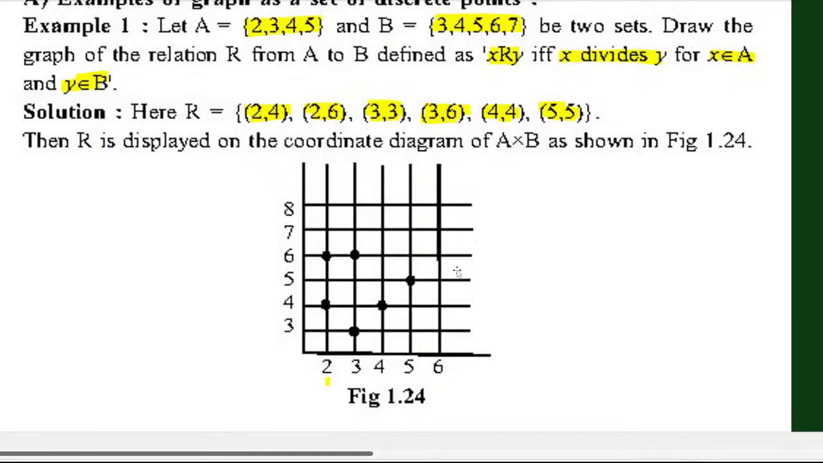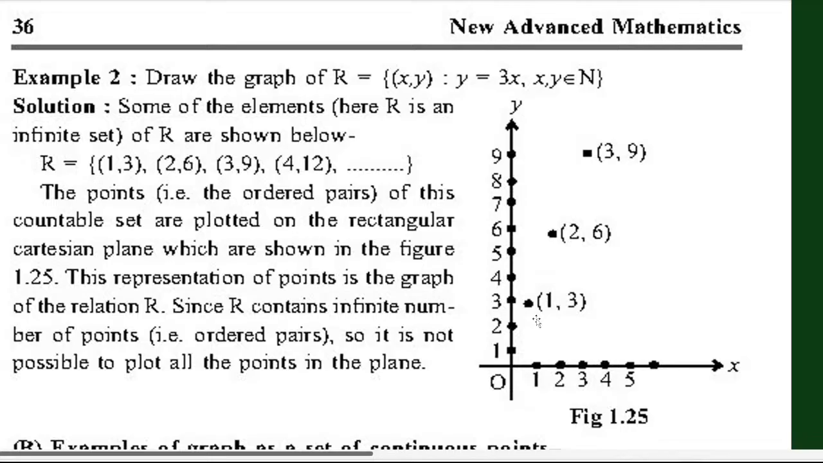Then again, let's go to the next page. This is just like plotting graphs. You have your x and y coordinates, so the ordered pair is (x, y). We have got the relation R = {(x, y) such that y = 3x, x, y belonging to N}, y is 3 times x. Here R is an infinite set.